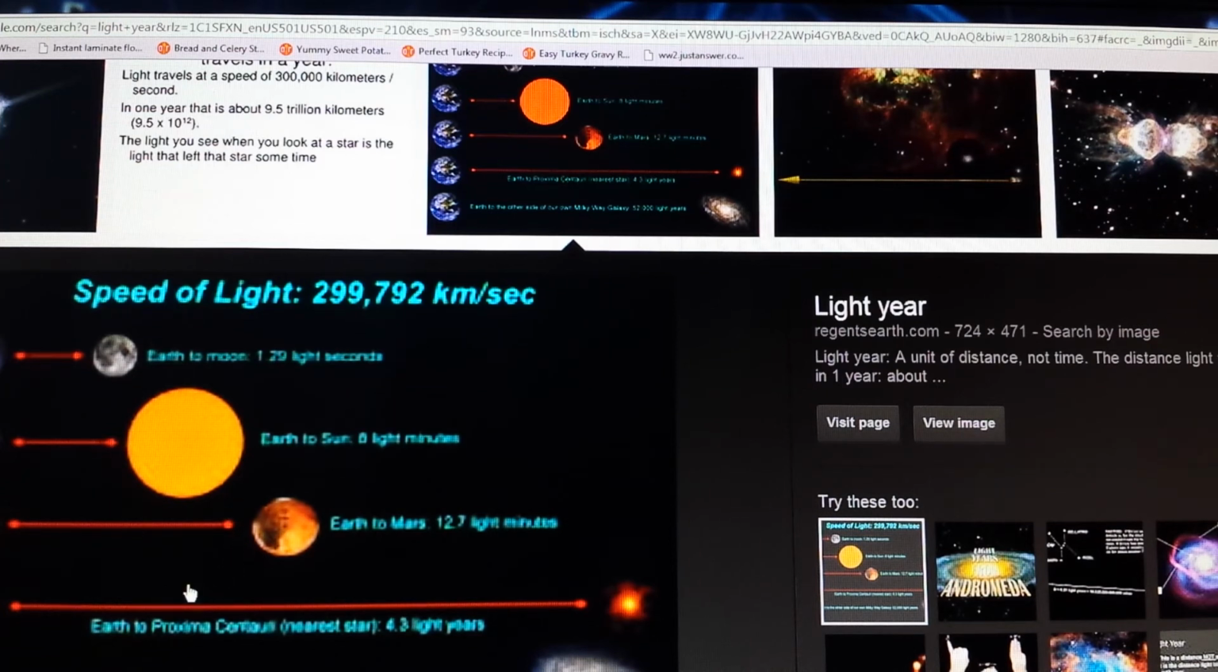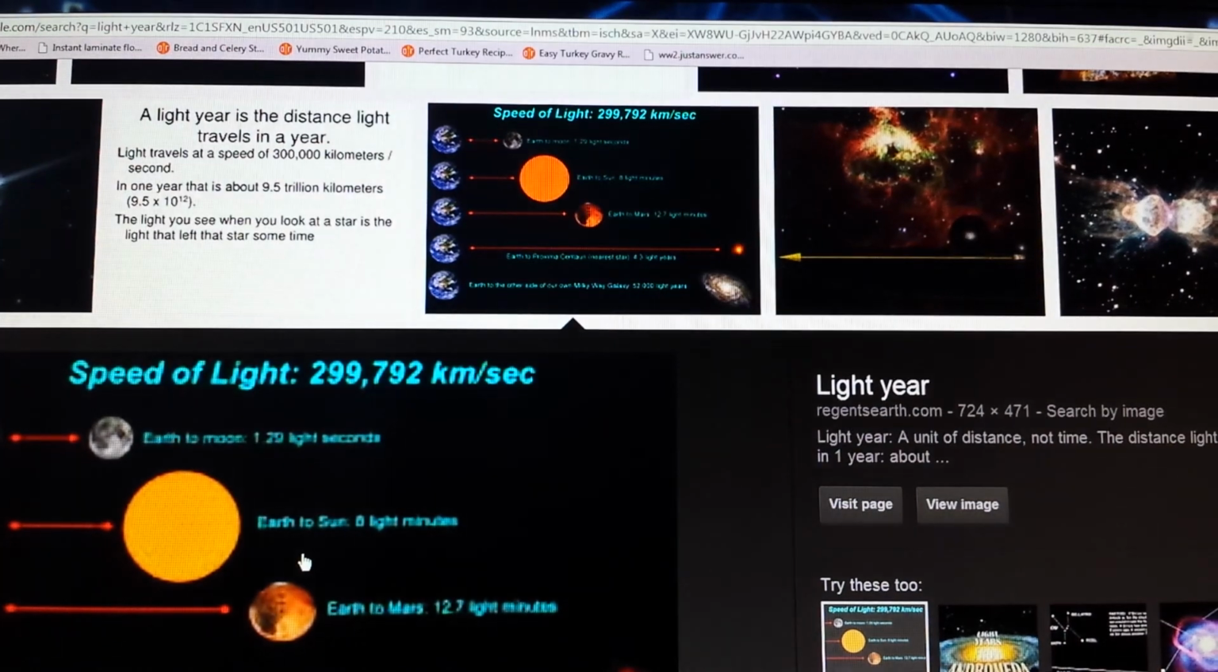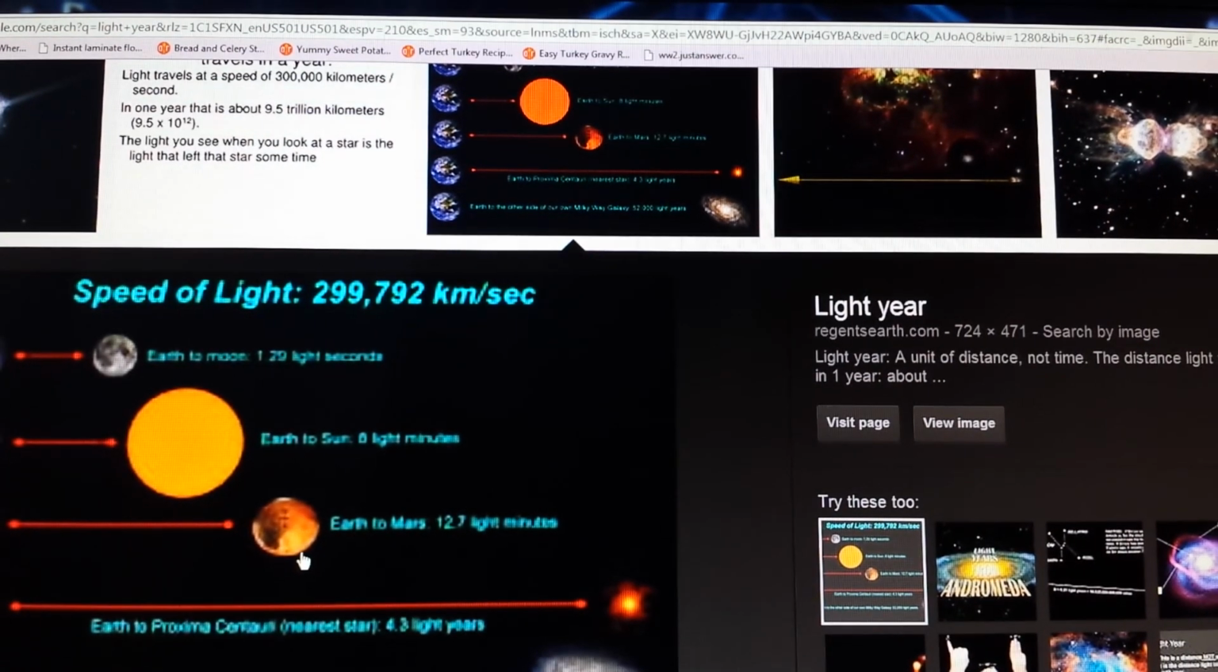So what do we measure with light years? We use light years to measure distances between our area and other stars, or distances within our galaxy, or even distances between other galaxies in our universe. Very, very large, very massive distances. So what is a light year then? A light year is how far light travels in 1 year.